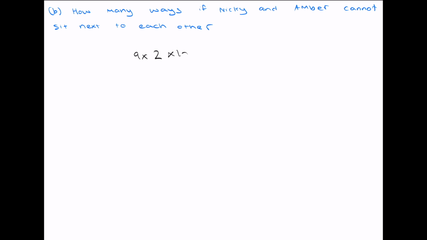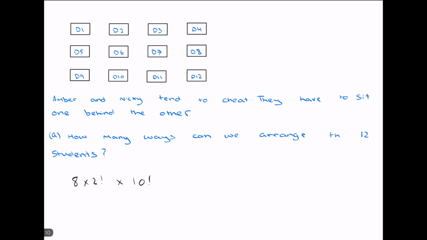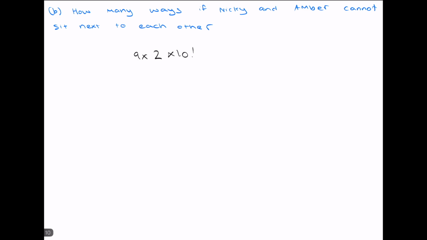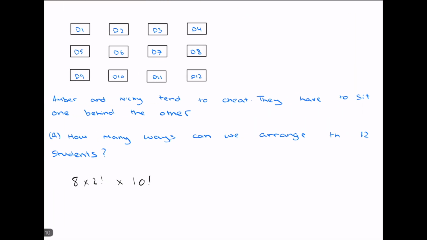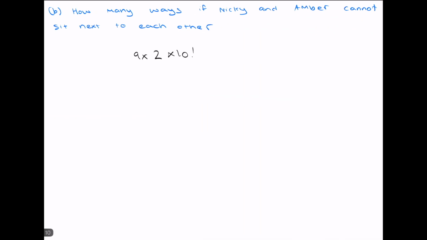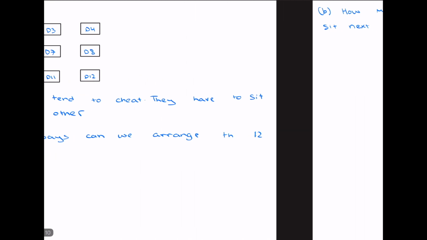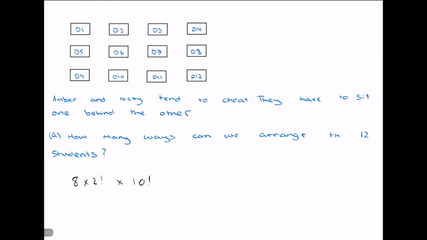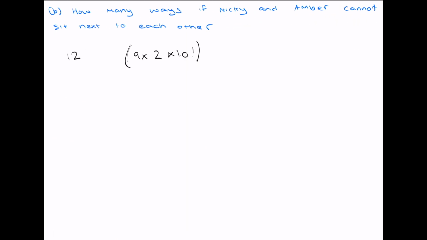And here's where it's tricky, because if we read the first question, how many ways can we arrange the 12 students? And then it says, how many ways if Nikki and Amber cannot sit next to each other? And there we just multiplied everything because it was straightforward. But here it's a little trickier, because we found the number of ways that occurs when they sit next to each other, but we don't want that. We want when they don't sit next to each other. So we just have to do the maximum number of possibilities, which is 12 factorial, minus this answer.